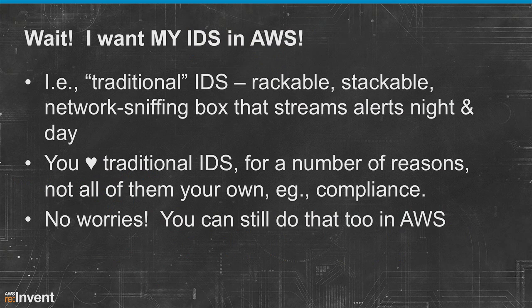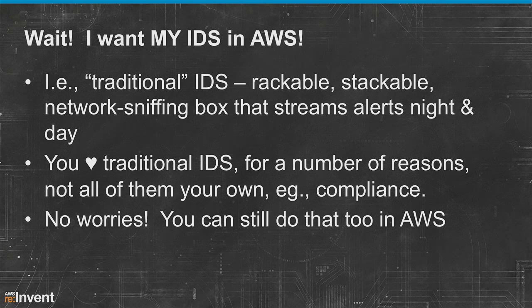All right, so to be clear, we're talking about something that is not a traditional IDS, not the same rackable, stackable, network sniffing box that streams alerts night and day, something that we've grown to love so much in our on-premise environments. The idea of an intrusion detection system in AWS that breaks from tradition and instead takes advantage of features in our AWS environment. That's different. It's something that we need to become comfortable with.